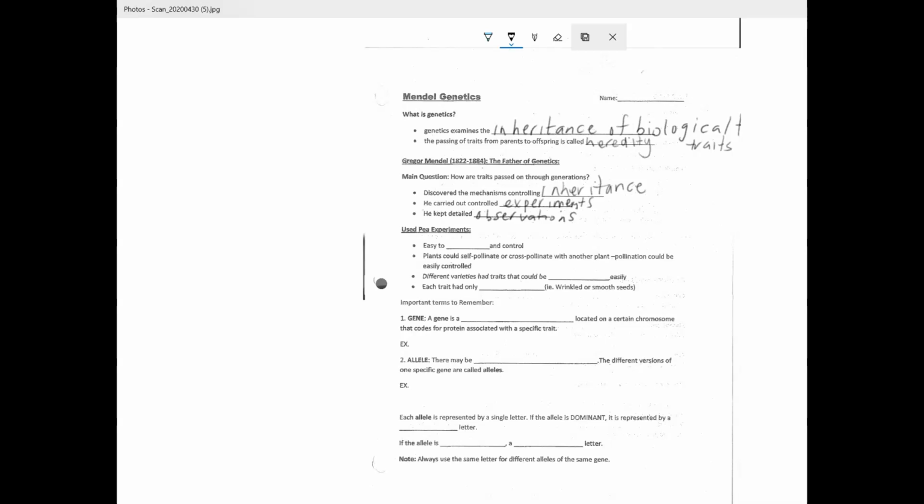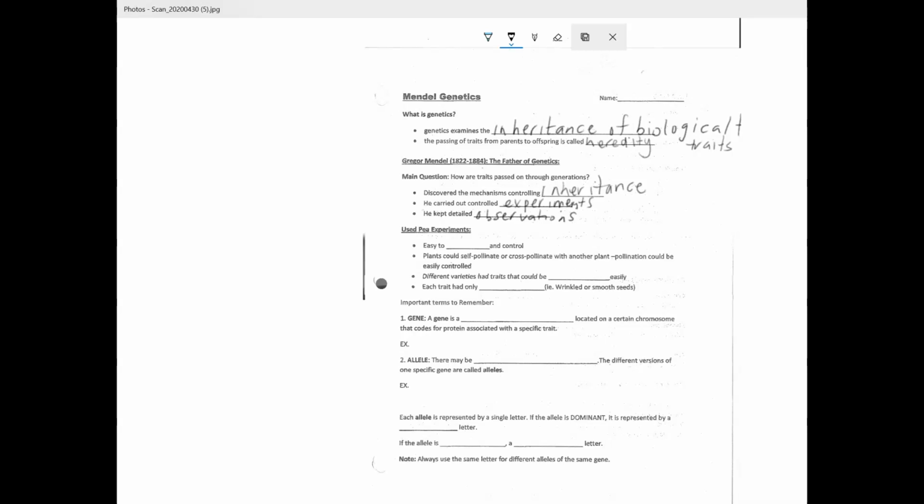They were controlled experiments because he was able to produce true breeding plants, meaning that every single time those true breeding plants were crossed with each other, they produced only one type of characteristic. So if he, for example, bred true breeding plants with round seeds, every single generation of those parents would always have round seeds, okay?